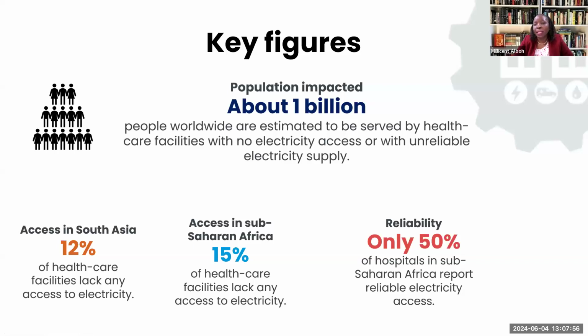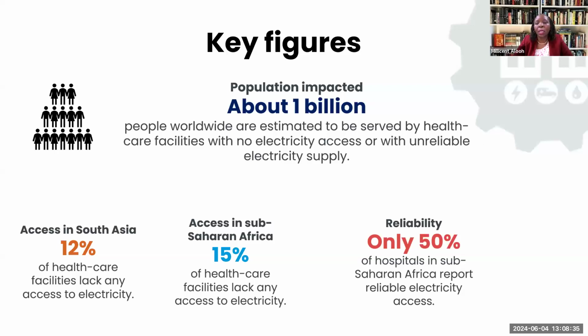Now, with that data I've just shared, you will realize that about 1 billion people worldwide are estimated to be served by healthcare facilities with no electricity access or with unreliable electricity supply. And what does this mean? It means that a number of times people go to health facilities and don't get services because there is no power. Or they get to the health facilities and are connected to various devices for treatment, but unfortunately they pass on because the devices fail due to lack of power. So there's really a lot that needs to be done.